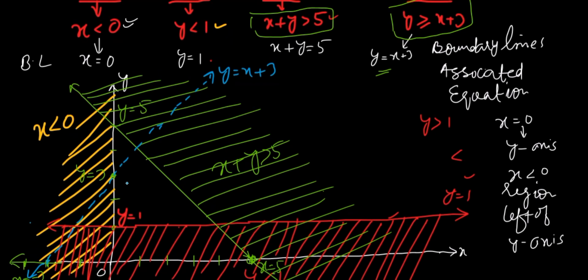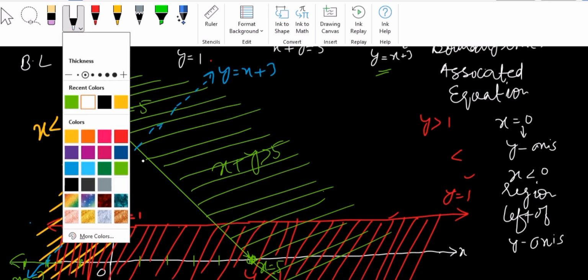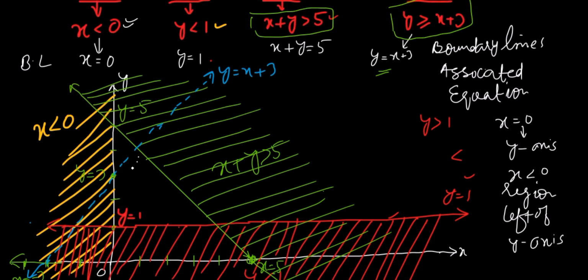Now the remaining region, that is here unshaded, is this. This is our required region that satisfies the given inequalities. This is the unshaded solution region that satisfies all of the given inequalities.